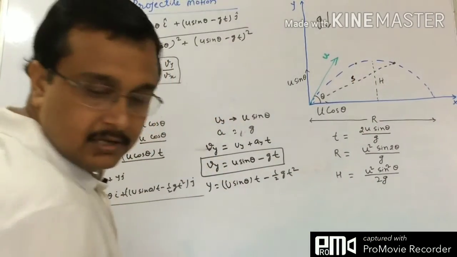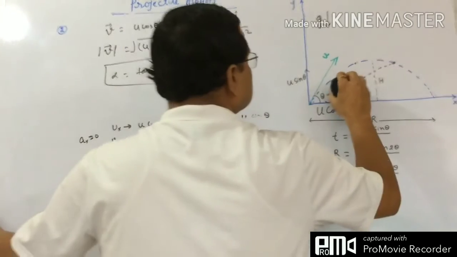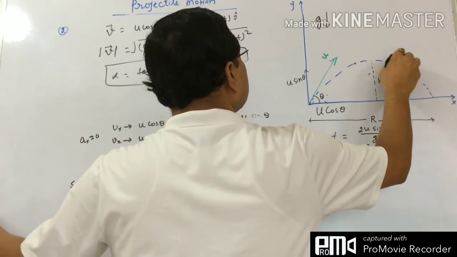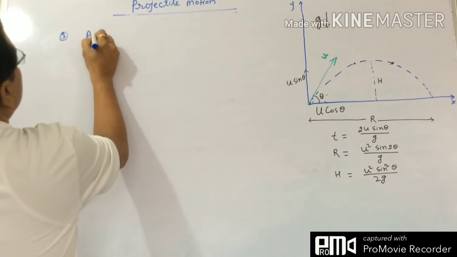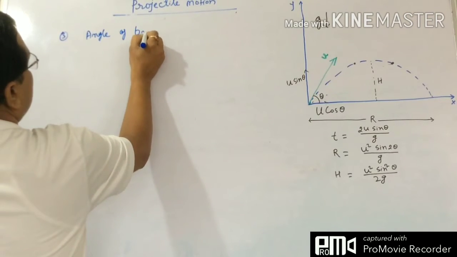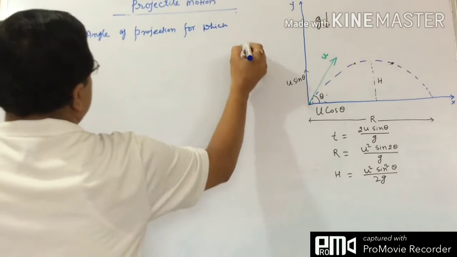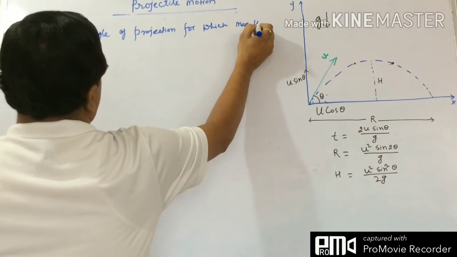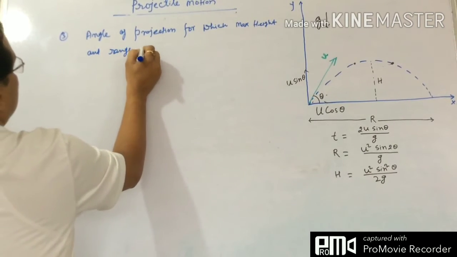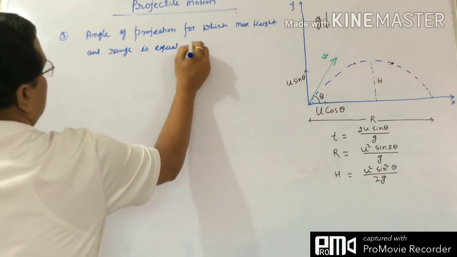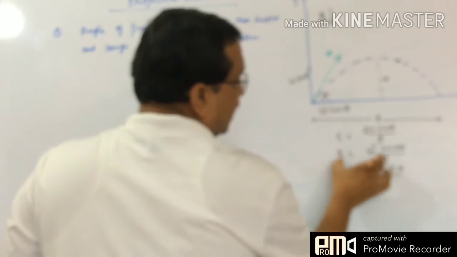So I am removing all these things, and we shall discuss some more points here. Write it down. Angle of projection for which maximum height and range are equal to each other. Maximum height is this, range is this, equal to each other.